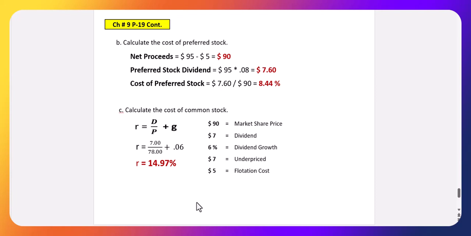To calculate the cost of common stock, once again, we're going to use the constant growth model. Our market price per share is $90. Our dividends are $7. Our dividend growth is 6%. Now, the stock was underpriced by $7, so from $90, we must deduct the $7, and we must deduct the $5. So we can see the net proceeds of common stock are the market share of $90 minus the underpricing, minus the flotation cost, which would be $78. We take the dividend, divide it by 78, plus the growth rate. We end up with a cost of common stock of 14.97%.